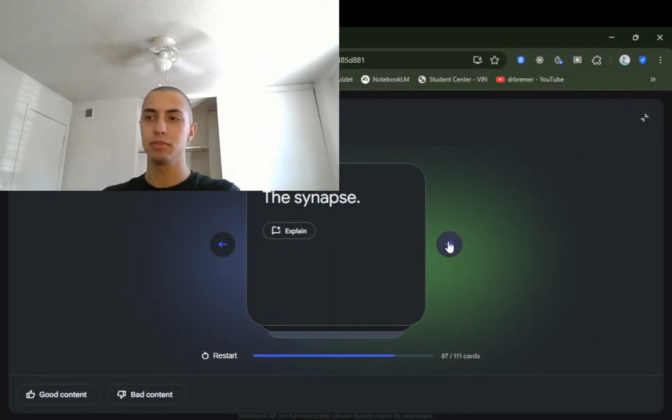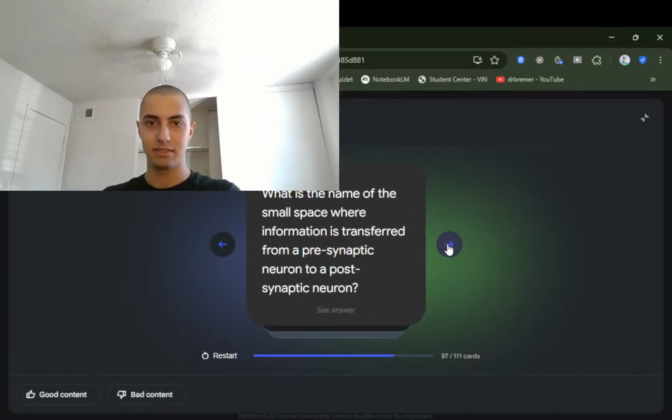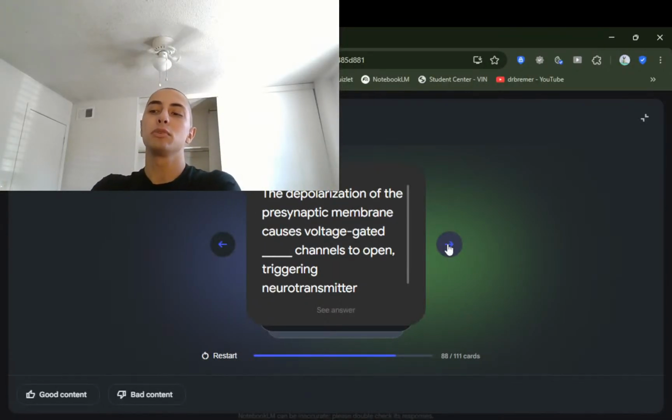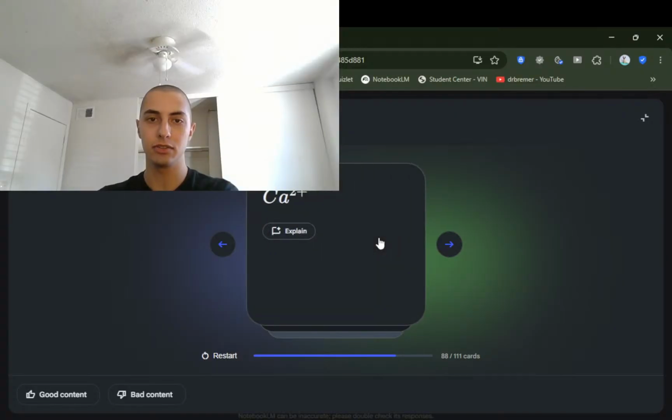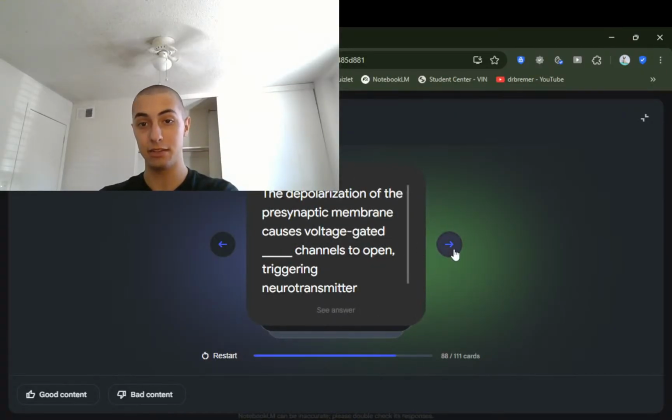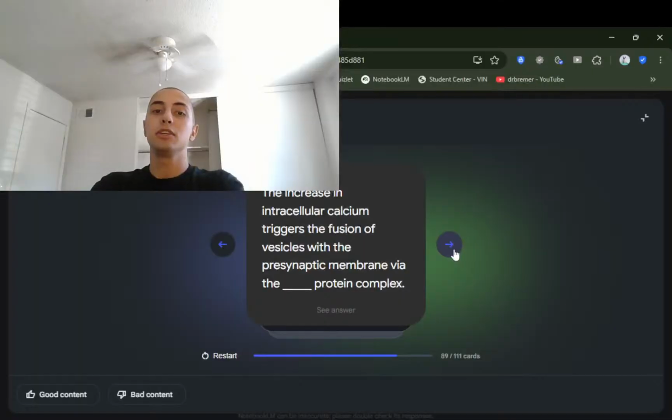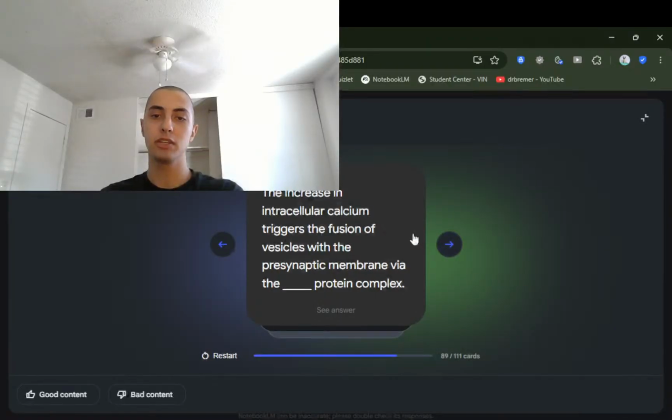No, the synapse. Oh, okay, that makes sense. The depolarization of the presynaptic membrane causes voltage-gated blank channels to open, triggering neurotransmitter release. Voltage-gated ion channels. Okay, voltage-gated calcium channels. The increase in intracellular calcium triggers the fusion of vesicles with the presynaptic membrane via the blank protein complex, G protein. Snare protein, okay.